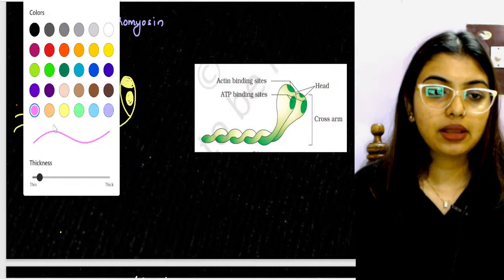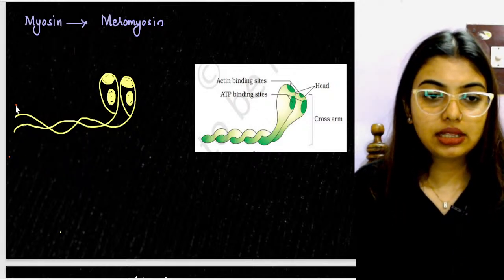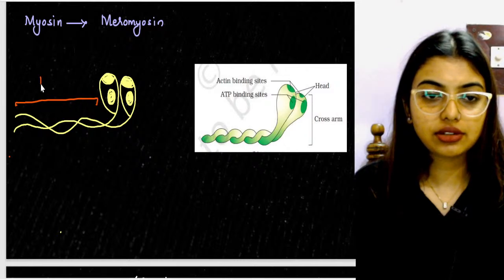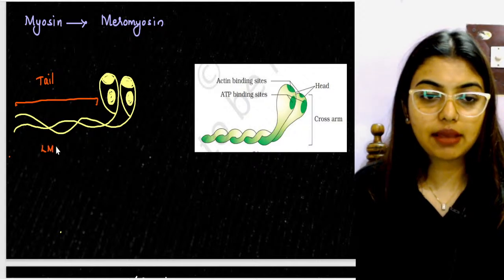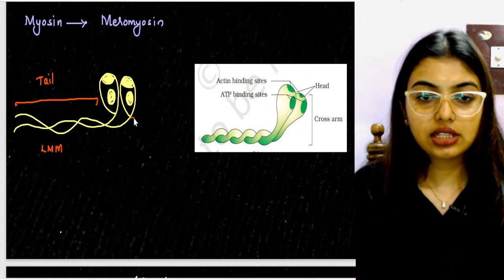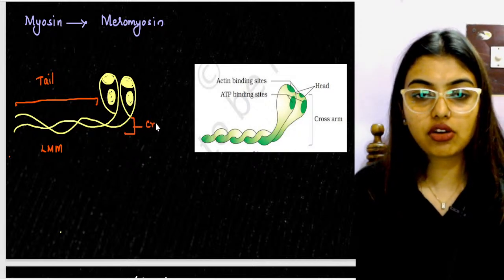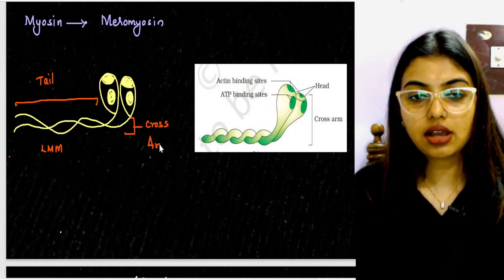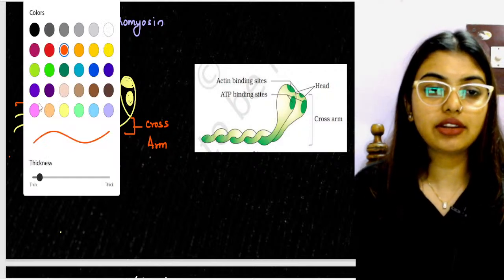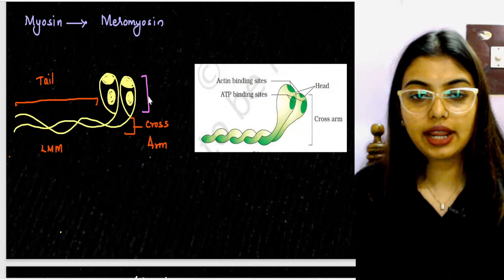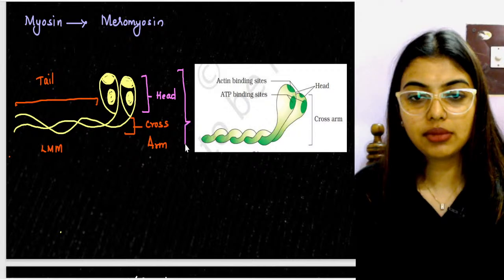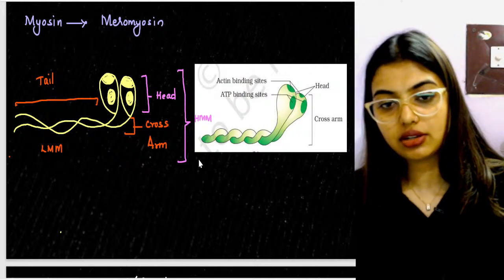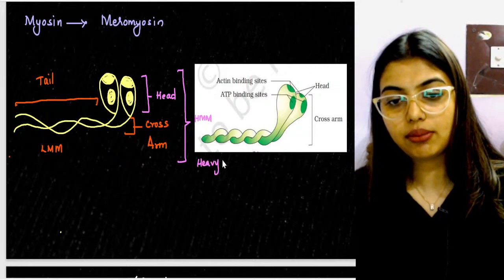Okay, now let's go one by one. This is going to be your tail region, and since the tail is not a heavy region, we will call it LMM, light meromyosin chain. This portion is going to be called the cross arm. And students, this portion is the head region, and this whole head plus cross arm is going to be called your HMM, heavy meromyosin chain. What is it called? Heavy meromyosin.